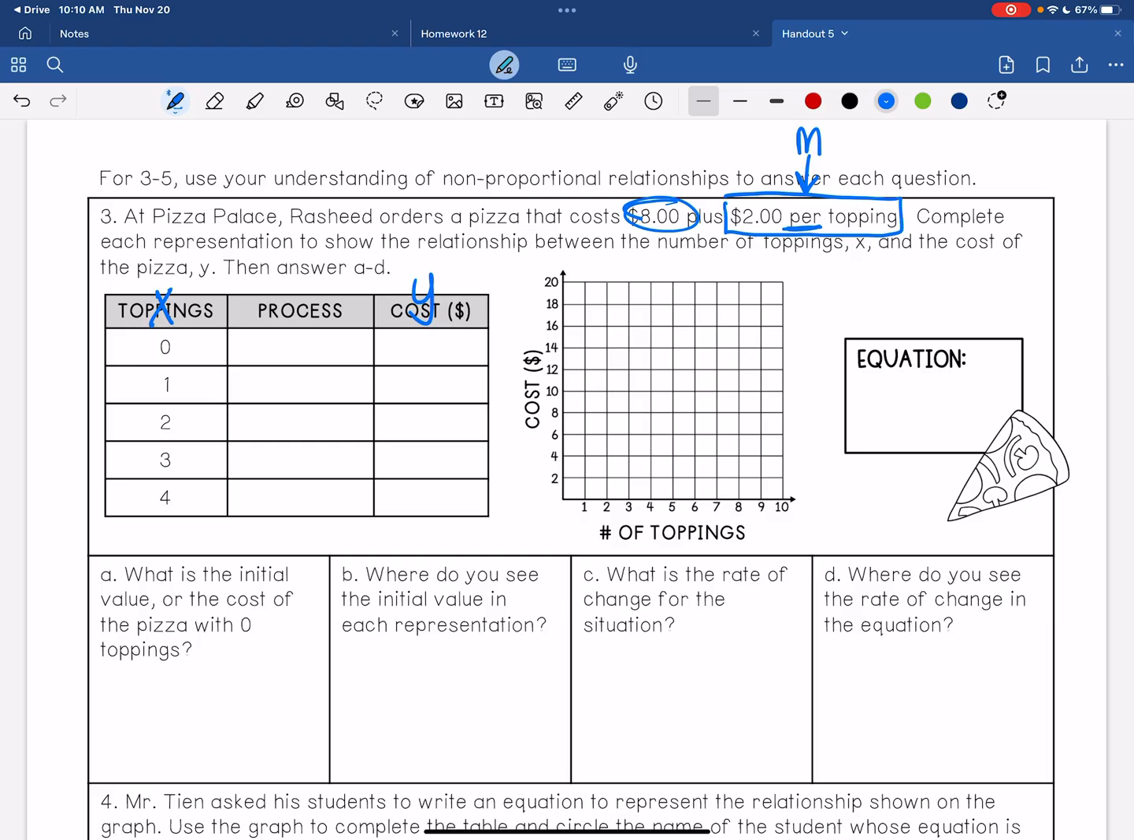Since I know that 2 is my M, I know Y equals 2X, that means the $8 has to be the B, since that's my starting charge. I can't order a pizza that costs less than $8.